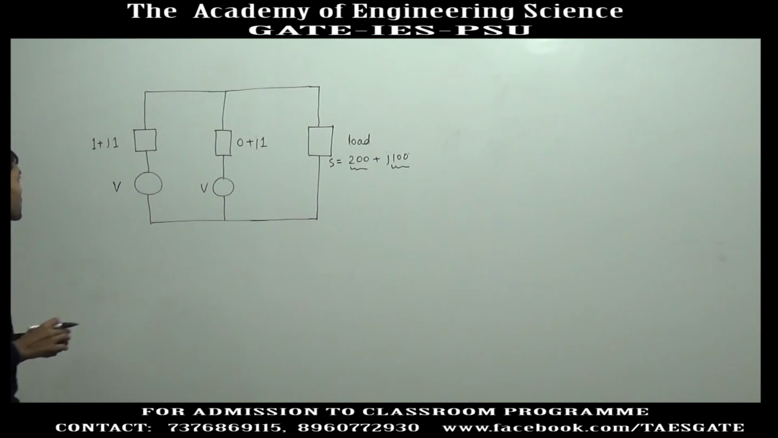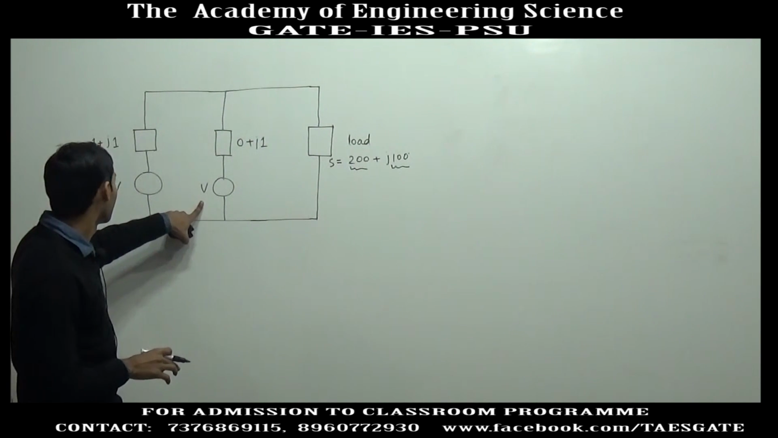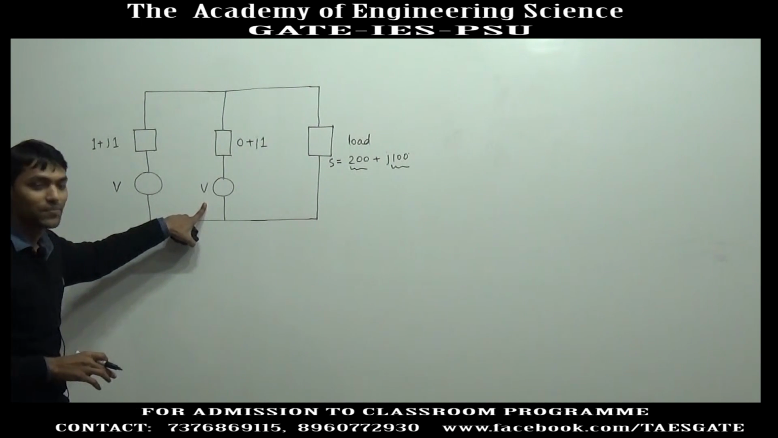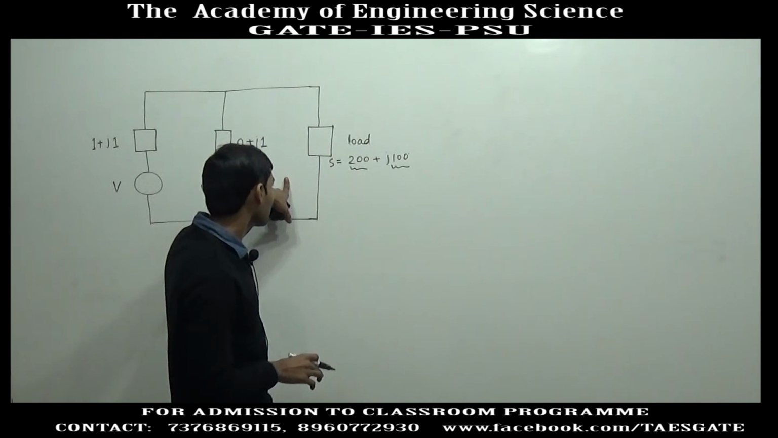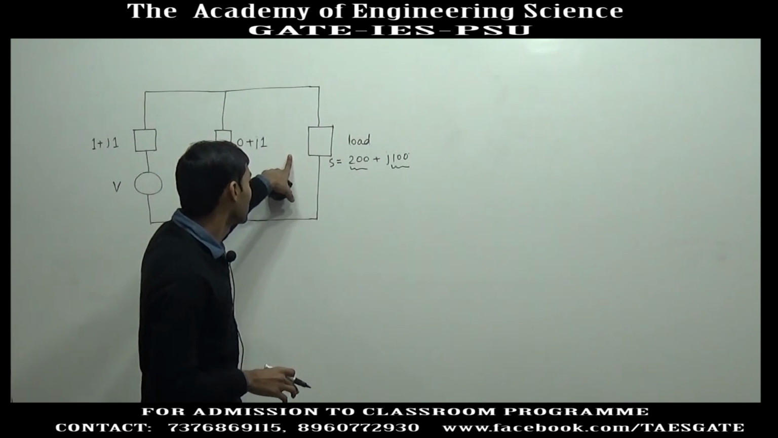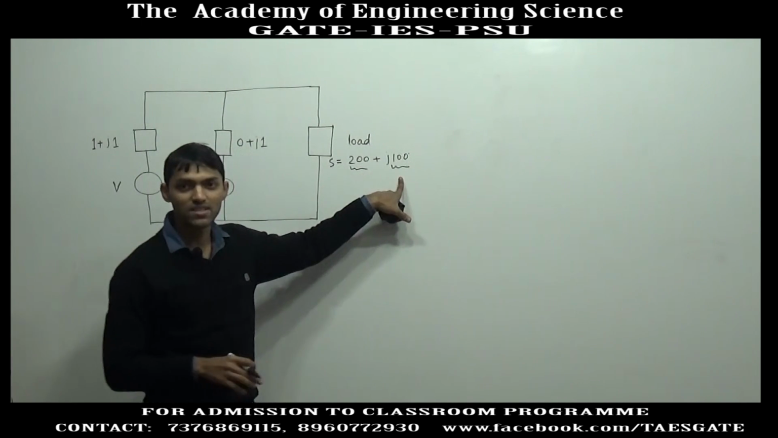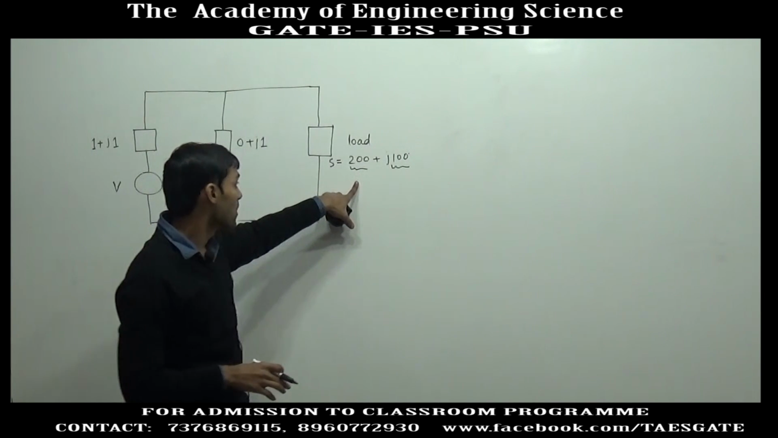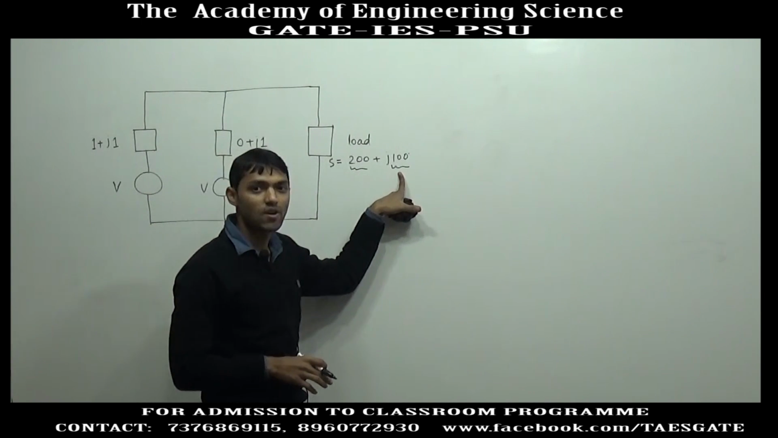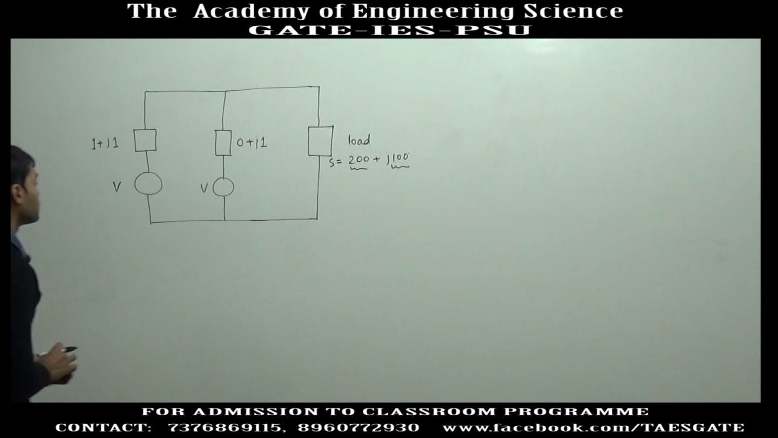I am first explaining the problem. In this problem, there are two generators operated in parallel, and this is the load connected. The load demand is S equal to 200 plus j100, meaning active power demand is 200 watt and reactive power demand is 100 VAR.